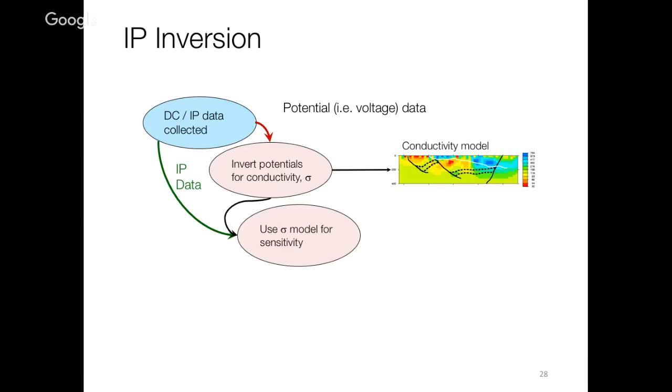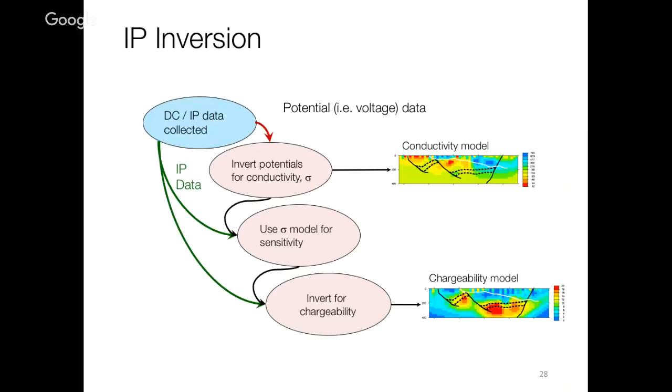We've collected the DC data, we've inverted it, got a conductivity, and with that, we're actually able to make that relationship between the IP data and chargeability. And now once we've got that, we can invert for chargeability and get out something that looks like this. So it's like another physical property, but it's a two-stage process. If you're going to invert IP data, you first of all have to get the electrical conductivity. And then we could do a second inversion to recover chargeability.